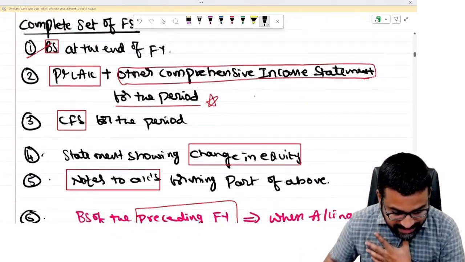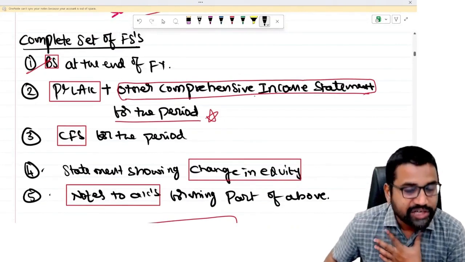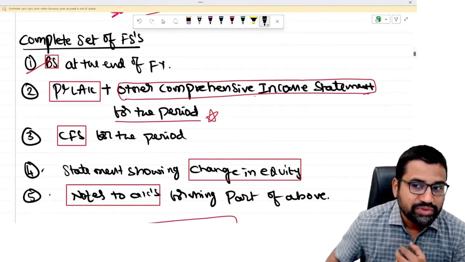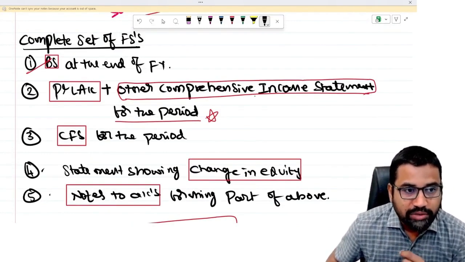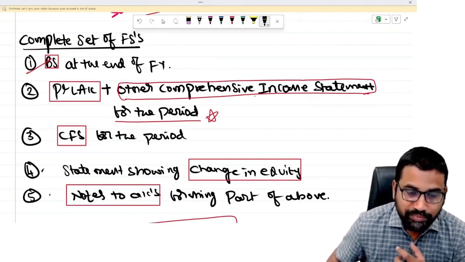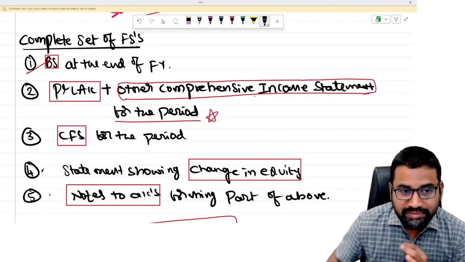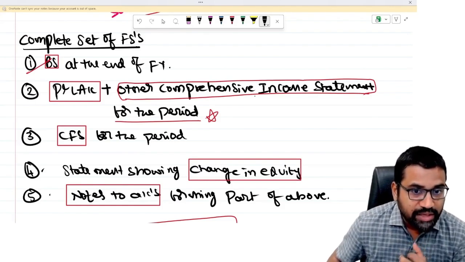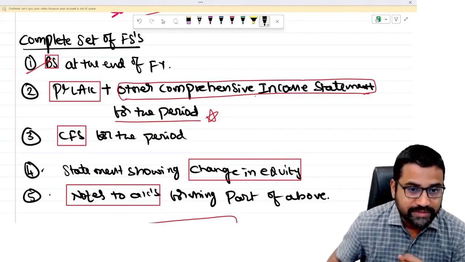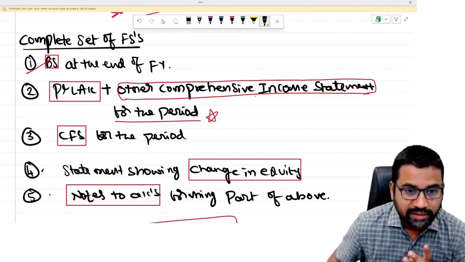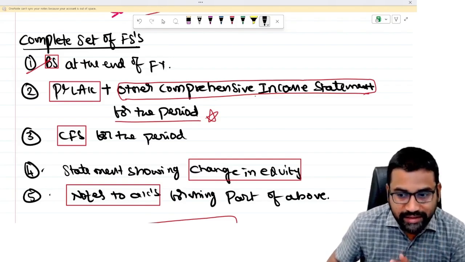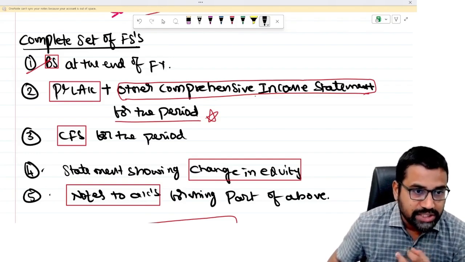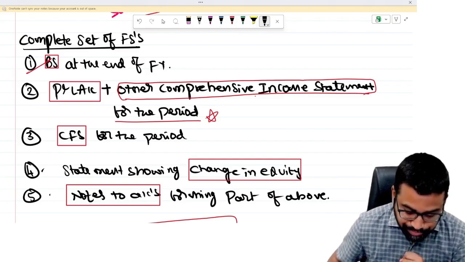So remember 6 things. This is the complete set of financial statements as per Ind AS 1. Most of the students are of the opinion that normal accounting standards and Ind AS are the same. Maybe most of the time 50 to 60% is the same, but there is a difference also. The examiner will concentrate more on the differences. He knows there is uniformity between normal standards and Indian Accounting Standards, but he focuses more on the differences. So you have to be very careful.